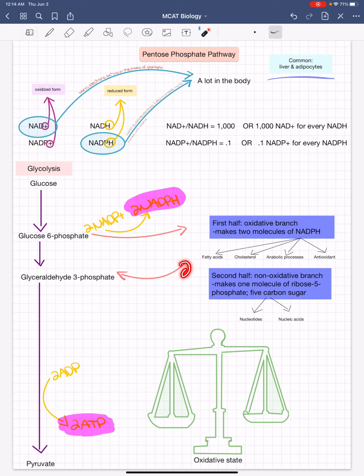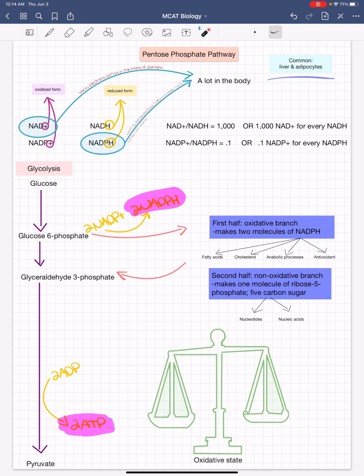The second phase is known as the non-oxidative branch. The purpose is to make one molecule of ribose 5-phosphate, which is a 5-carbon sugar that is extremely important since it's needed to make nucleotides and nucleic acids, which are the building blocks of DNA and RNA.